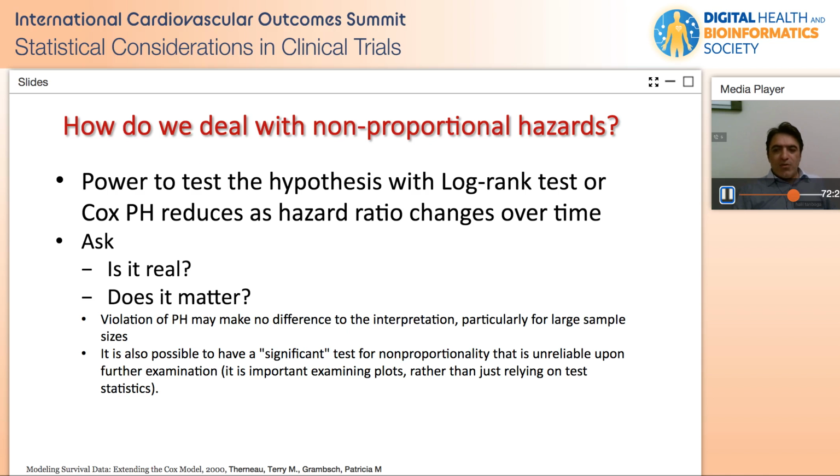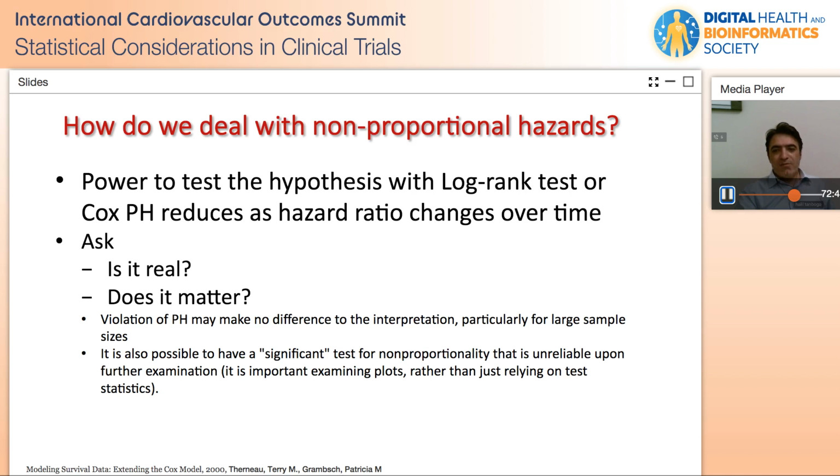So let's say we start to analyze the study and we detect non-proportional hazard. We already know that non-proportional hazard reduces the power of survival models with traditional time to event analysis. So what shall we do now?